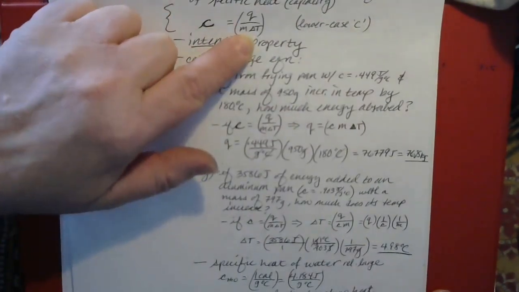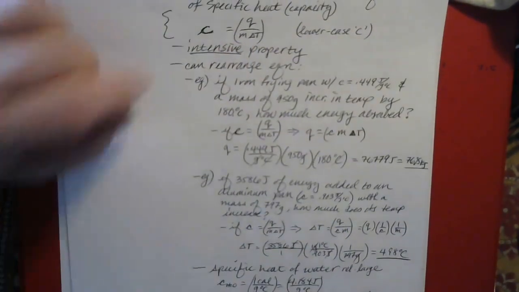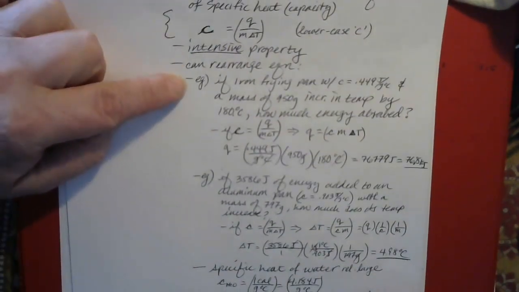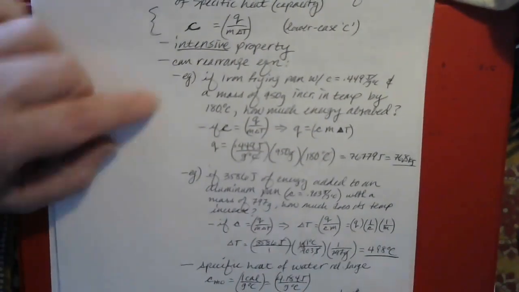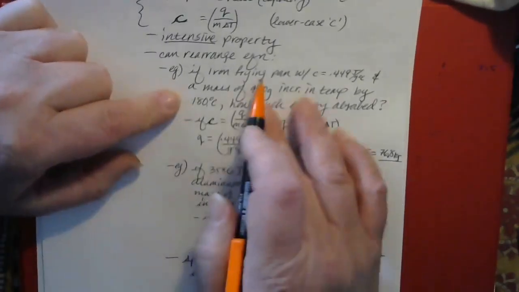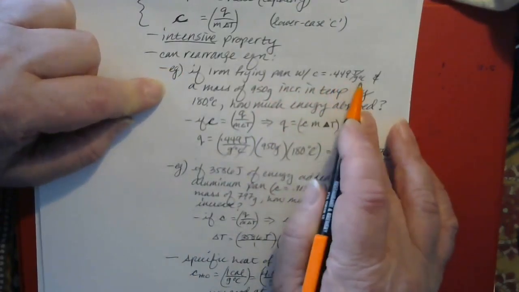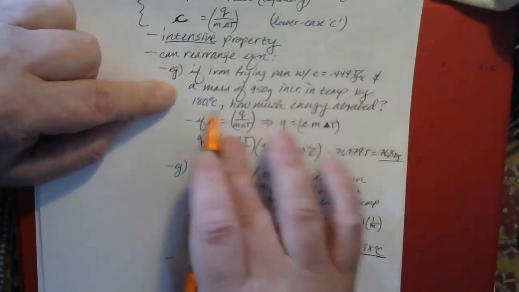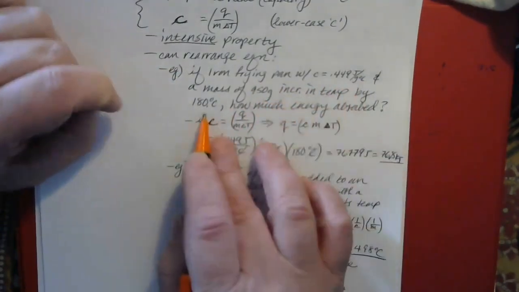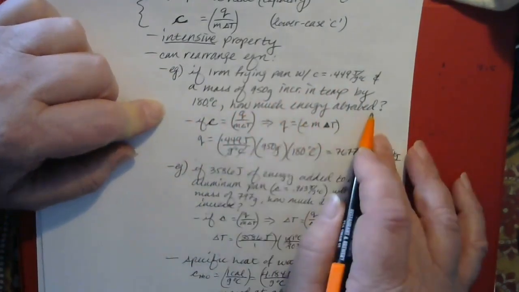Unfortunately, this is a 4-term equation, so we can't use our little triangle to rearrange things. So we're going to have to rely on algebra to do that. A good example might be, say, if an iron frying pan with a specific heat of 0.449 joules per gram degrees Celsius and a mass of 950 grams increases in temperature by 180 degrees Celsius, how much energy has been absorbed?